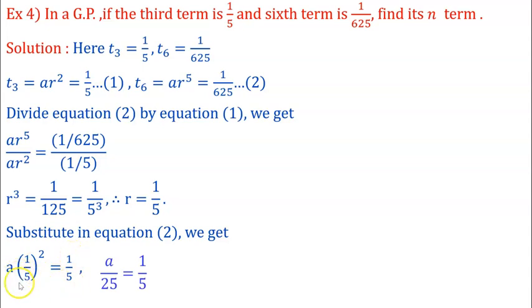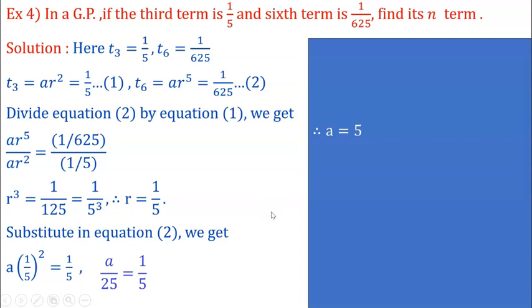After simplification, 1 upon 5 means what? 1 upon 25. A into 1 upon 25 means what? A upon 25 is equals to 1 upon 5, and hence you will get here A is equals to 5. Okay, that is A is equals to 25 into 1 upon 5, that is 25 upon 5. A is equals to 5.